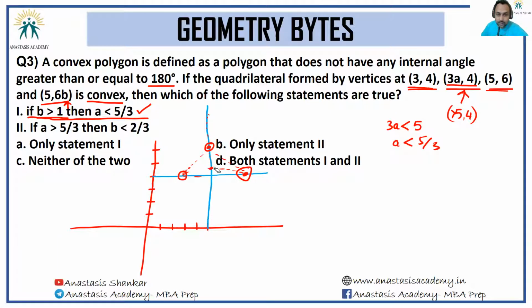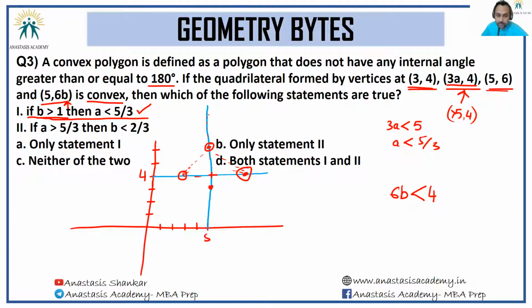The only way it remains a convex polygon is if the fourth point, or 6b that we have, turns out to be lower than this intersection point. If it is somewhere here, then it will remain a convex polygon. So basically, for the second case, 6b has to be lower than 4.